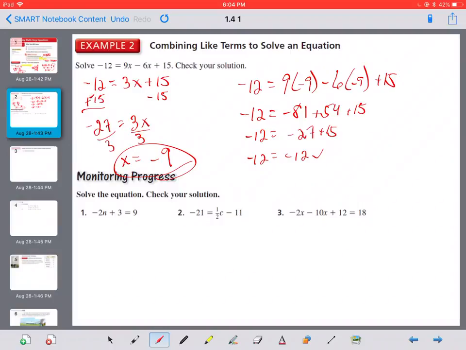All right, so solve the equation, check your solution. Try problems 1 and 2 and 3. Give it a pause, give them a try, and then come back and watch me do them and see what the answers are.